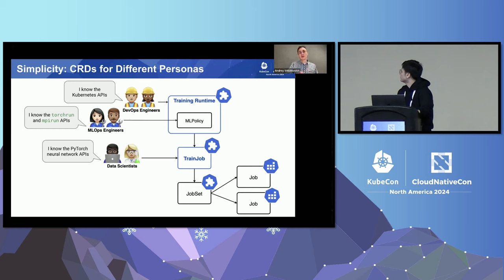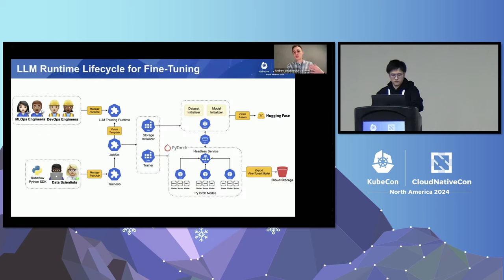Because data scientists only need to know the PyTorch API, they can quickly run their experiments reusing those blueprints that were pre-created by their platform engineers. And then behind the scenes, we're going to create the JobSet, which will create the jobs to perform the fine-tuning or distributed training.